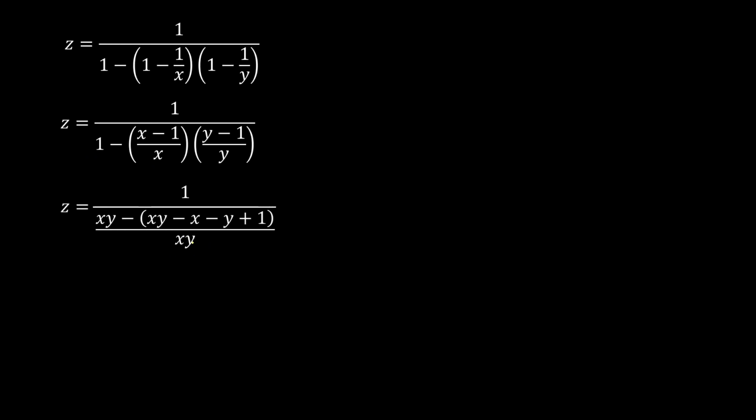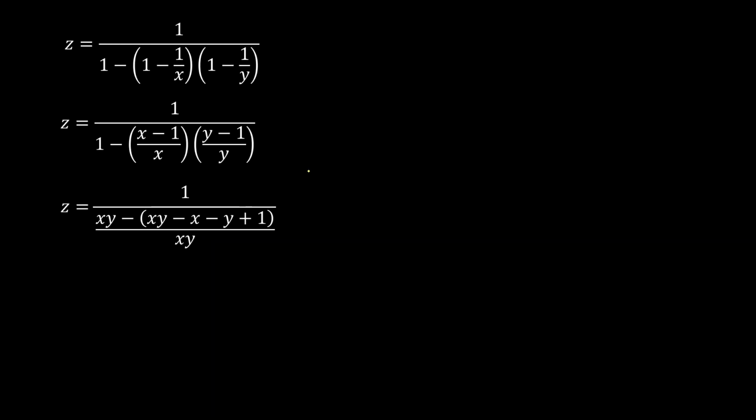We'll take the LCM here, which is x, and here y. So the new expression for z is 1 over 1 minus (x minus 1) divided by x into (y minus 1) divided by y. We'll take the further LCM of these two terms, and the LCM will be xy, and the new expression for z is 1 over (xy minus (x minus 1)(y minus 1)) divided by xy.